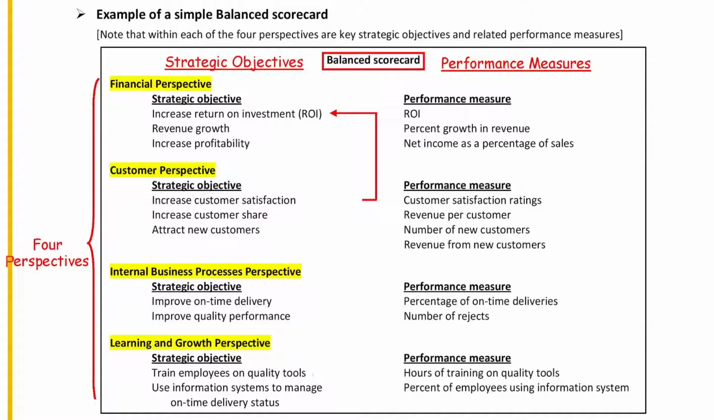Now, if we improve on-time delivery, naturally our customers would be more satisfied. So this would help us increase customer satisfaction, which is one of our strategic objectives under customer perspective. So draw an arrow up. Now, if we increase customer satisfaction, naturally it's going to bring us more revenues, more returns, more income, and it's going to increase our return on investment, which is our strategic objective under the financial perspective. So from increased customer satisfaction, draw an arrow upwards to increase return on investment. So as you can see, we can build up a lot of strategy maps within the balanced scorecard.